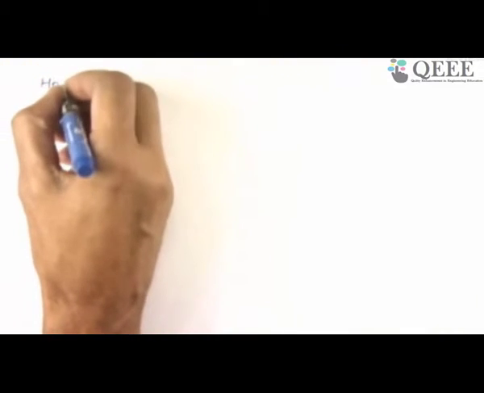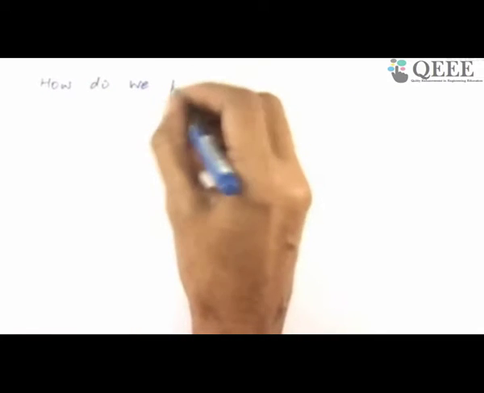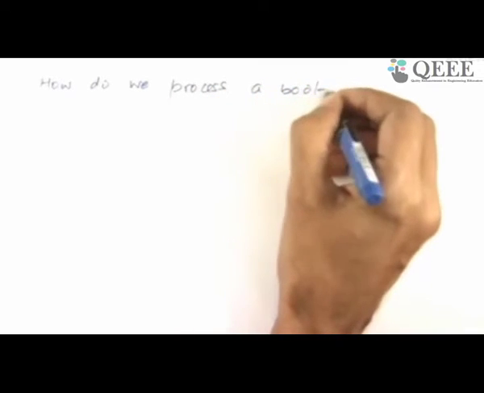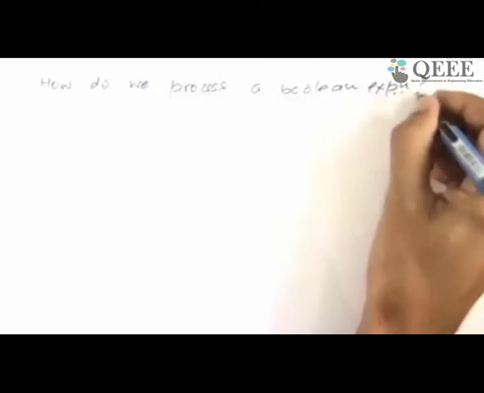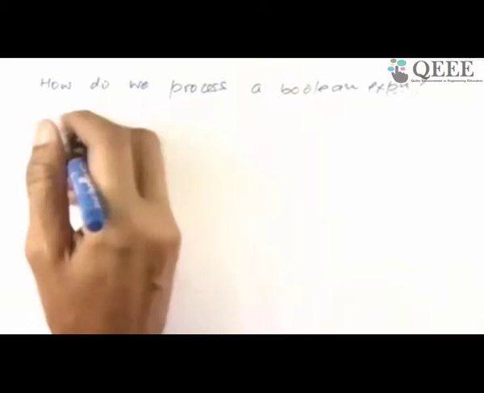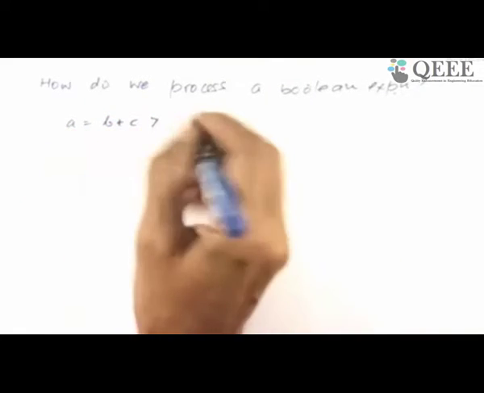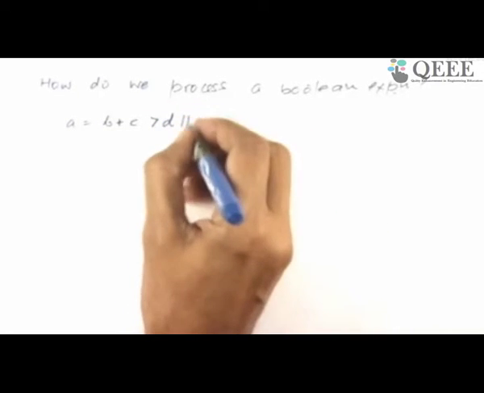So how do we evaluate a Boolean expression? How do we handle or process, this is parsing and semantic analysis, a Boolean expression. I'm sure you know, but I'll repeat that. There are two normal ways it can be handled. For example, I can write a equals b plus c greater than maybe d, or e. These are all in C notation.